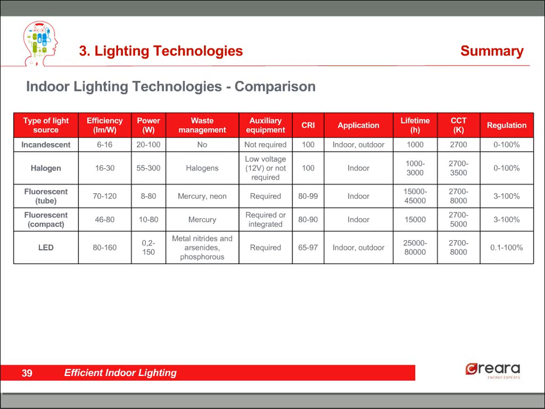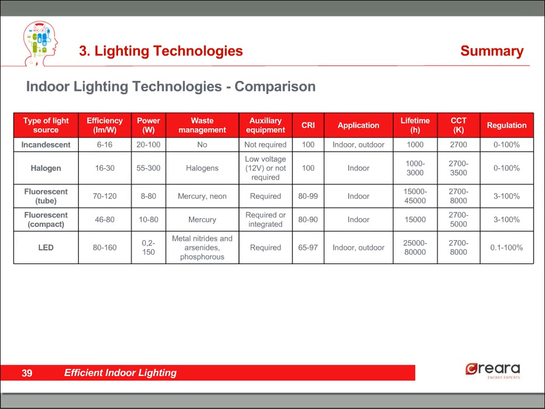This table shows a comparison between all lamp technologies. We have incandescent, halogen, fluorescence, and LEDs. And we can compare the efficiency, the power, the waste management, the auxiliary equipment, the quality, or CRI, the application, the lifetime, CCT, or color temperature, and finally, the regulation.